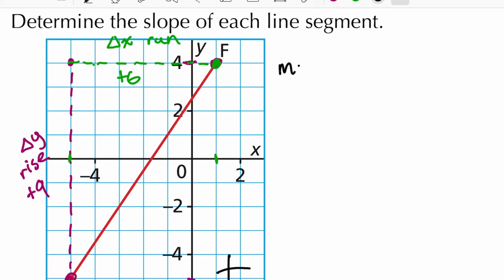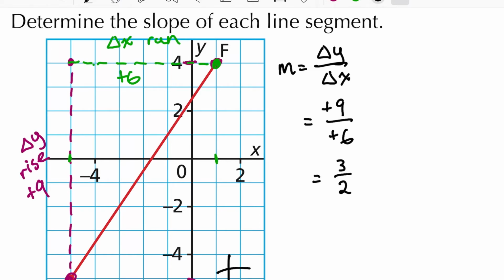So our slope is equal to our change in y over our change in x, rise over run. Our slope is equal to plus 9 over plus 6. Reduce the fraction to 3 over 2. And that's a positive 3 over 2.